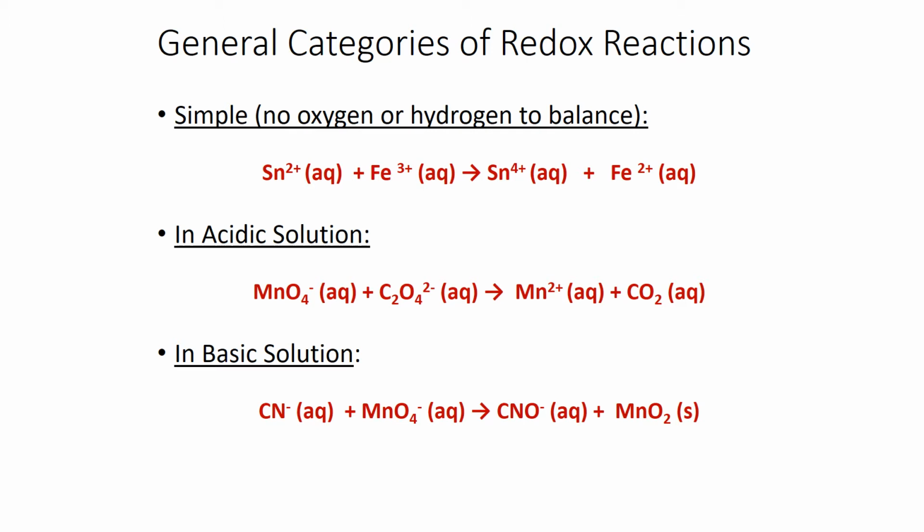Now, if you know that your redox reaction occurs in basic solution, however, you will not have an excess of hydrogen ions to help you with that balancing process. So you will have to use hydroxide ions instead.